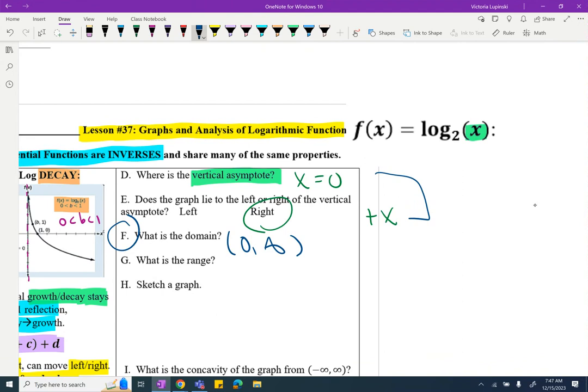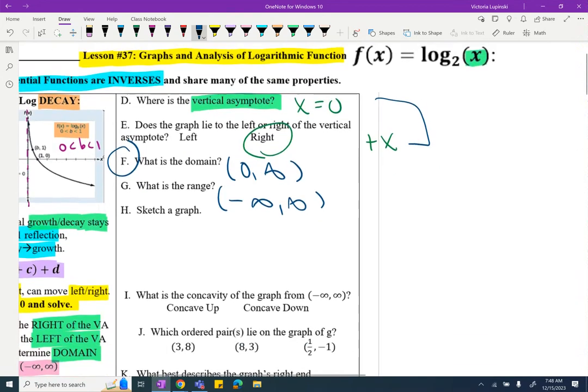You should love any range questions because range is always all real numbers, just like it was the domain for exponentials. And then to sketch the graph, here's what we know so far. We know that there is a vertical asymptote at 0. We know this graph has to look like growth, and we know that it has to face to the right of the vertical asymptote. So the only possible way that that can happen is if the graph looks like this. Again, it slips down along the vertical asymptote and then rises off to the right.